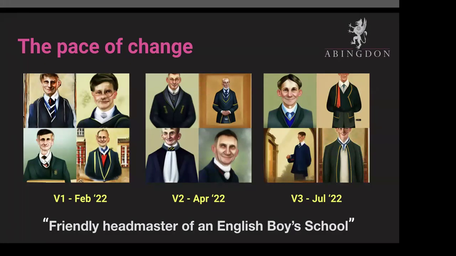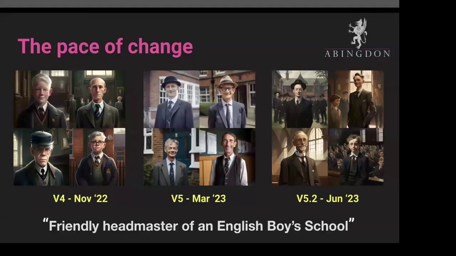One thing that Midjourney allows you to do is use the different versions of Midjourney since it was created, versions 1 through 6. So I took a statement here that said, a friendly headmaster of an English boys' school. We're a boys' school here at Abingdon. And we used that same prompt on all the different versions. It gives you 4 pictures at once when you run this. So this was the first version back in February 22. You see the second and third versions here kind of coming together. By March 23, a year later, it was producing pictures that were effectively photorealistic.